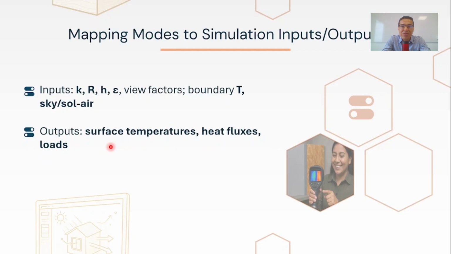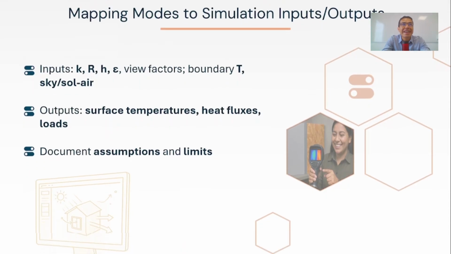The outputs. The simulation software then crunches all the numbers to give you some key outputs. This includes things like the surface temperatures, the rate of heat flux through a wall, and ultimately the heating and cooling loads for the building. These loads are what determine how big your HVAC system needs to be. And one of the most important steps is always documenting your assumptions. This way, if someone else looks at your work, they know exactly what you did and why.